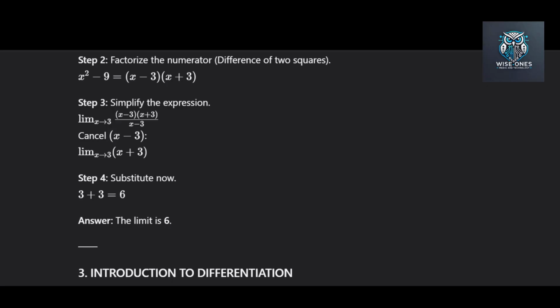Substitute now. Now we can put 3 where x is. 3 plus 3 equals 6. Answer. The limit is 6. See how factorizing helped us remove the 0 over 0 problem? Please write that down. It is a very common question in exams.